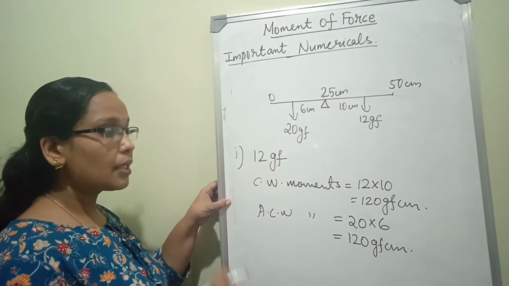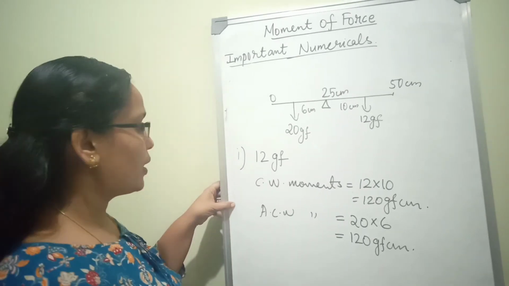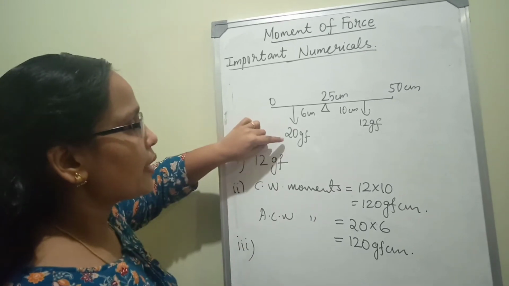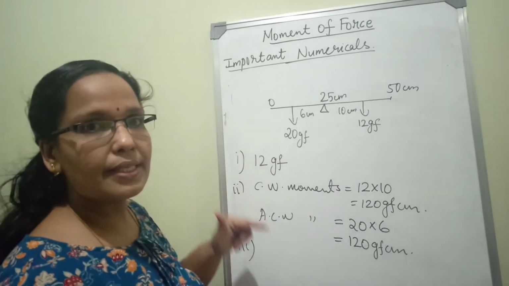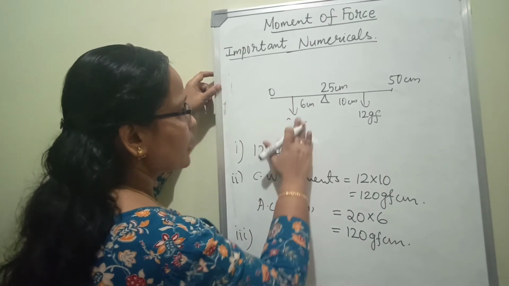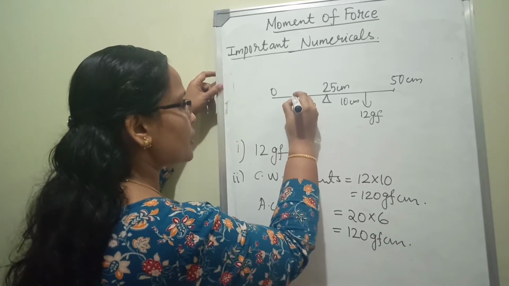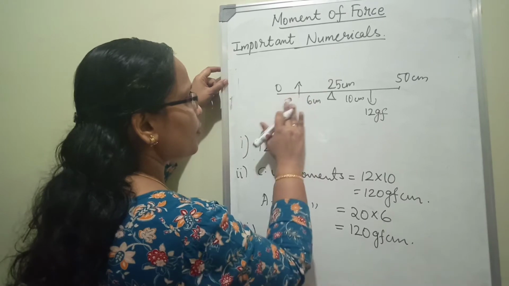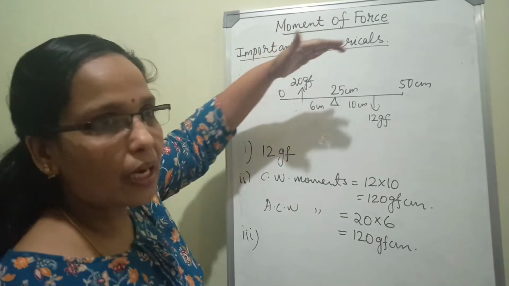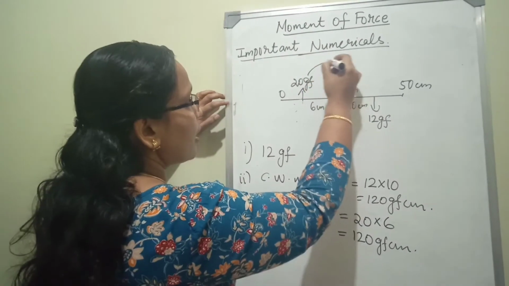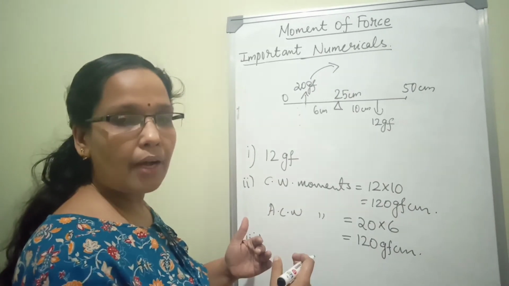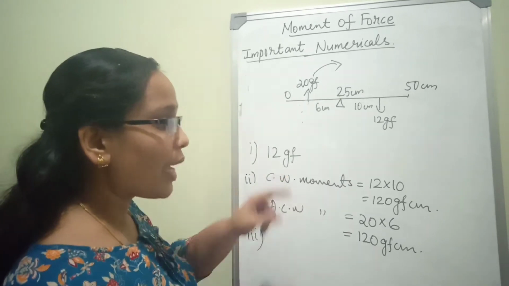Now, the third part of this question is, if this 20 GF force is reversed, what will be the resultant moment of forces? That means this 20 GF force was acting in the downward direction. Now we have to change its direction. In the same position it is acting upward. As it is acting upward, this makes the half meter rule turn again in clockwise direction. Both the forces turn the half meter rule in clockwise direction, so we have to add these.